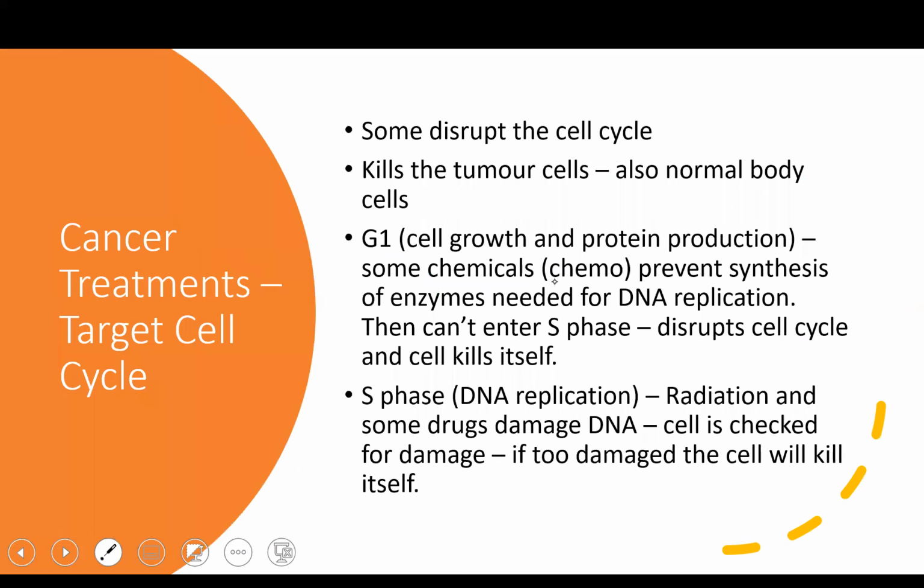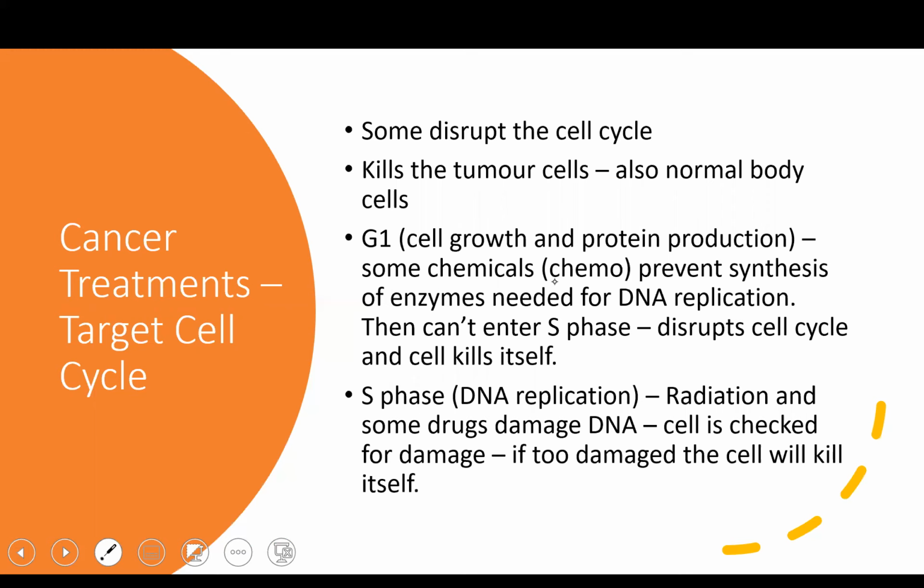Now, some cancer treatments actually target the cell cycle. So some treatments for cancer are actually designed to control the rate of cell division in tumour cells by disrupting that cell cycle. So that cell cycle where we've got interphase and mitosis, they actually go in and they disrupt it. So this kills the tumour cells.